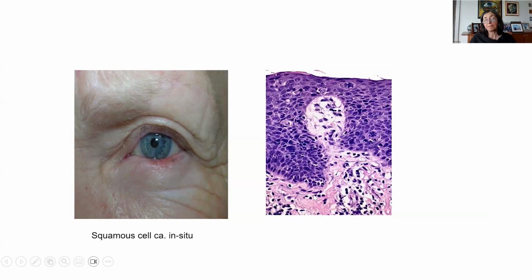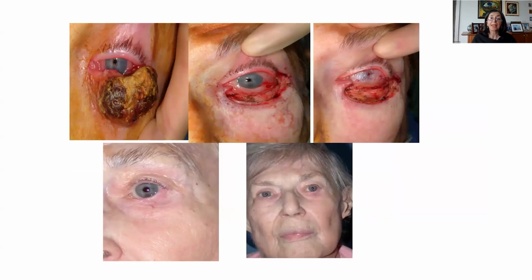And this is the histologic corresponding slide to this lesion. You can see that the squamous cell carcinoma and atypical cells are just limited to the epithelial layer, and there's no invasive component. So for larger lesions or for any lesion that requires surgery, we still do similar to basal cell cancer. We do surgical excision with frozen section control of the margins.